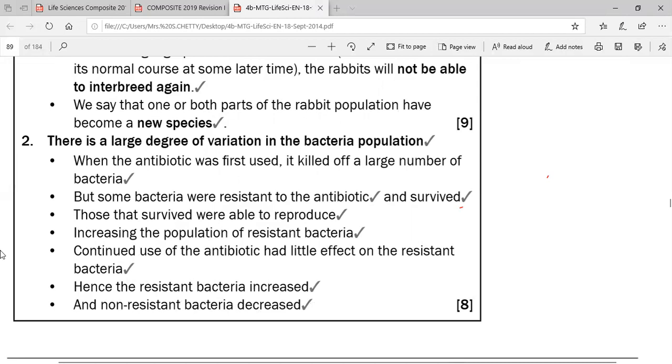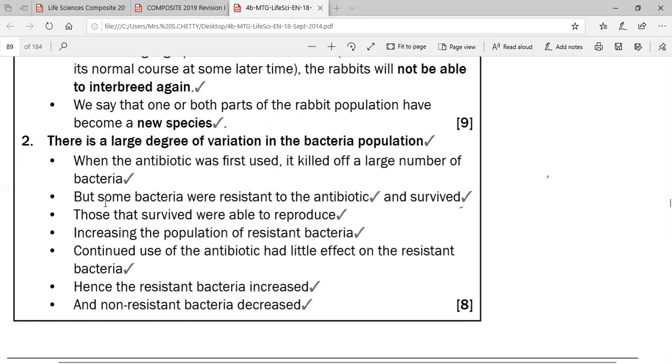Would we have said this here, continued use of the antibiotic? I wouldn't have said that there, Papa. I would have just said increasing the population of the resistant bacteria. Are you with me? So that's how they got the 8 marks. So you have to put in more information to come up to those 8 marks here.